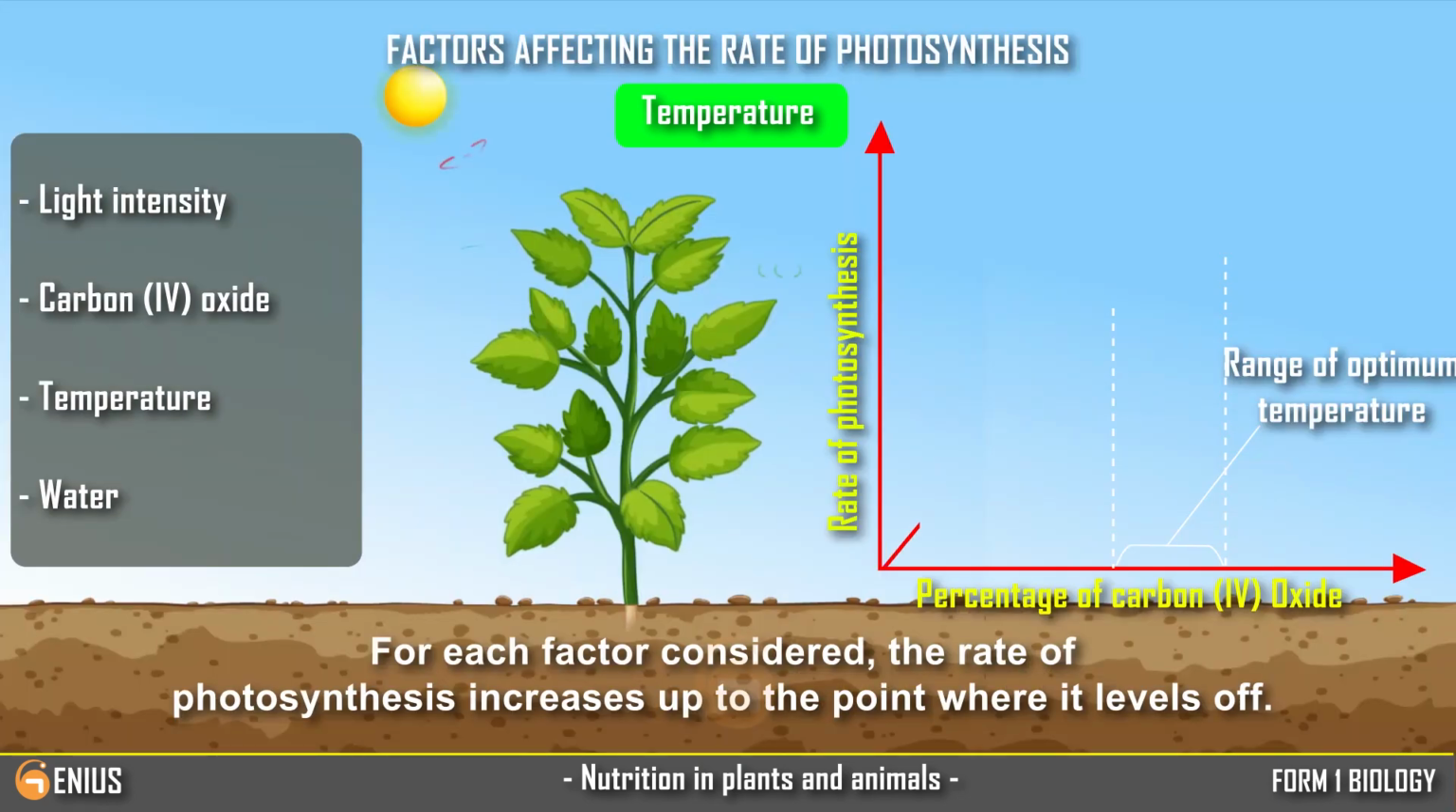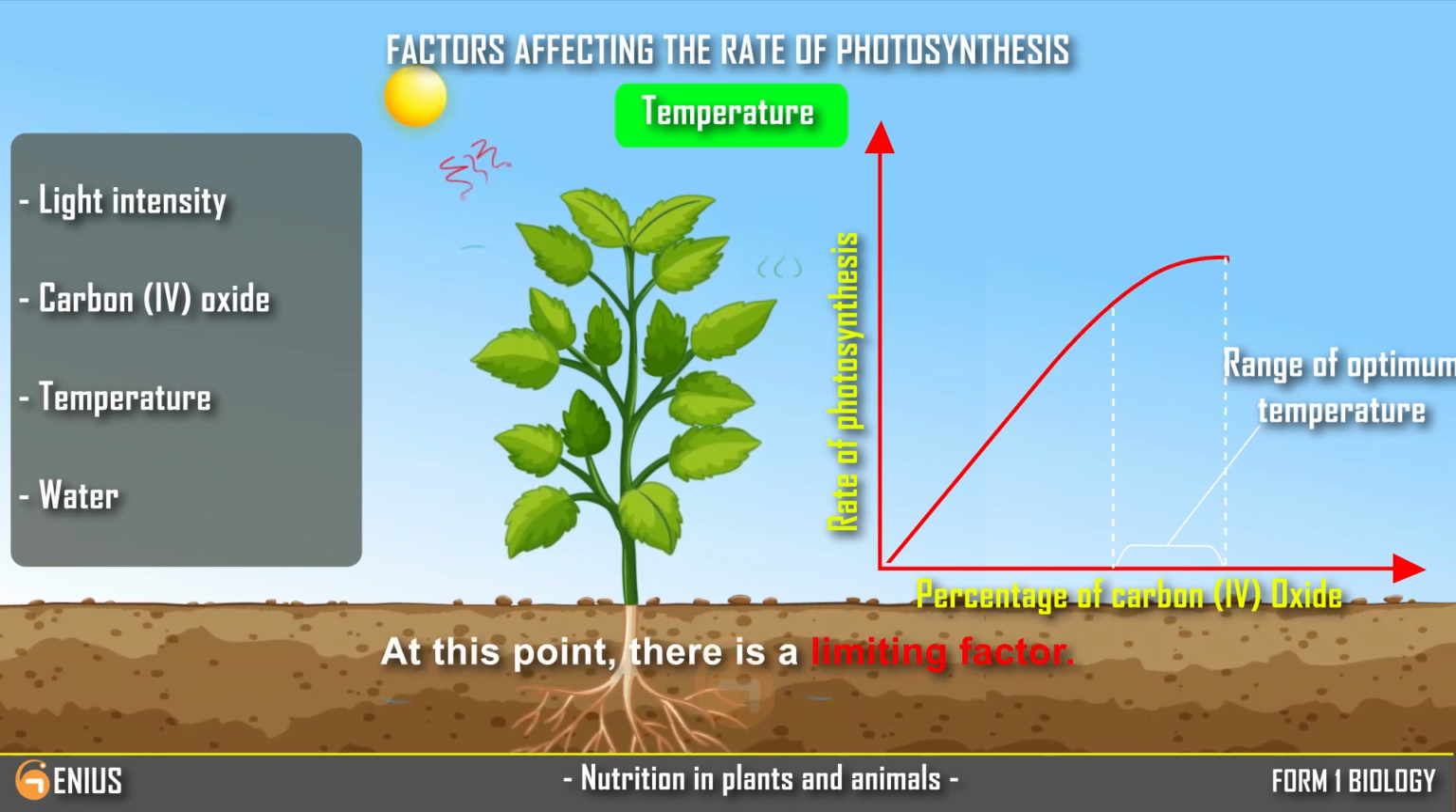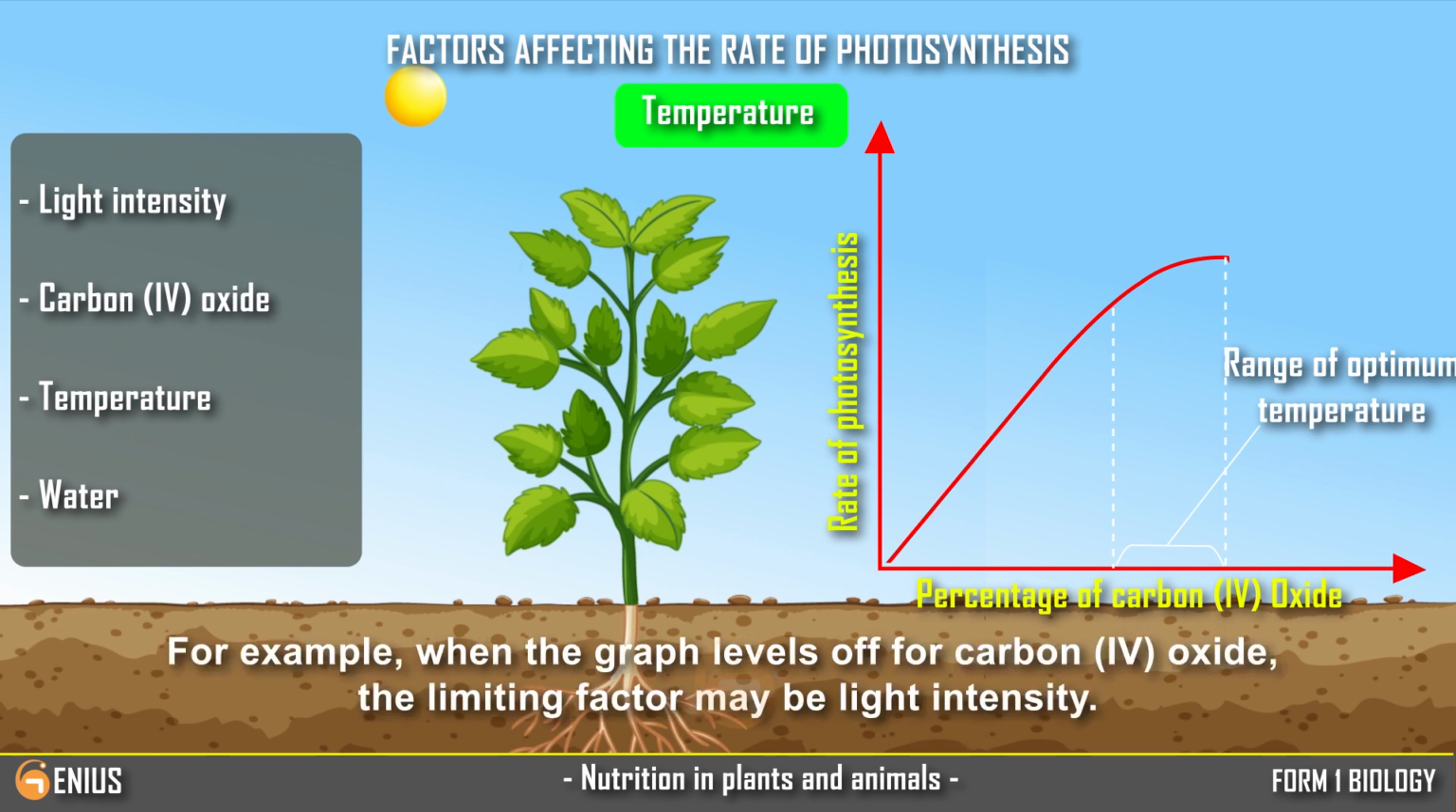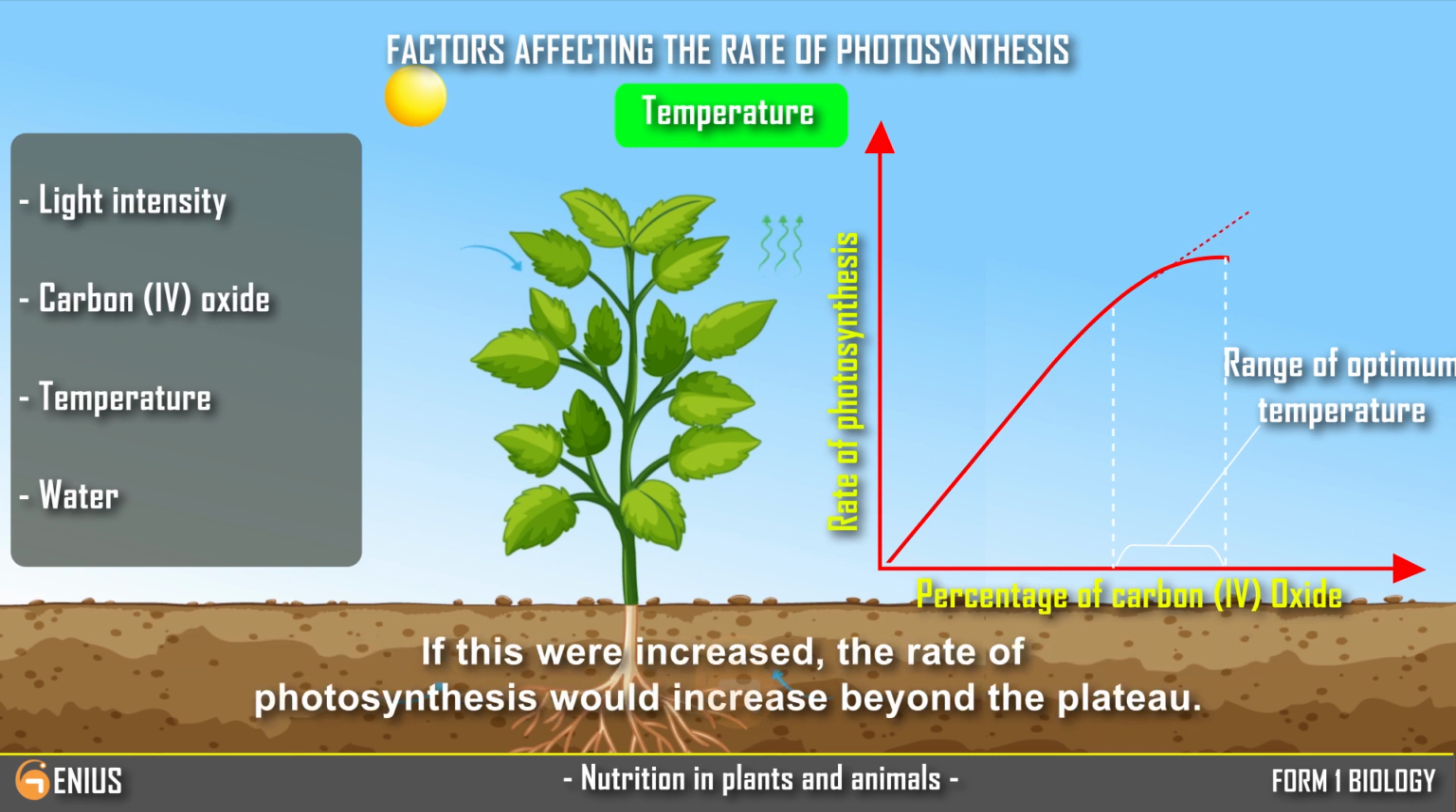For each factor considered, the rate of photosynthesis increases up to the point where it levels off. At this point, there is a limiting factor. For example, when the graph levels off for carbon dioxide, the limiting factor may be light intensity. If this were increased, the rate of photosynthesis would increase beyond the plateau.